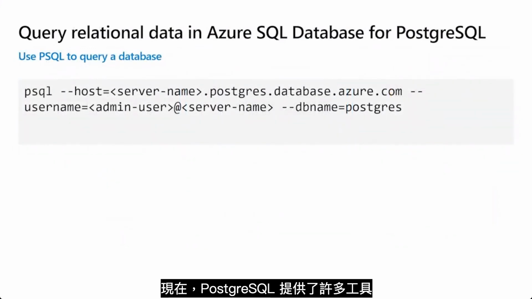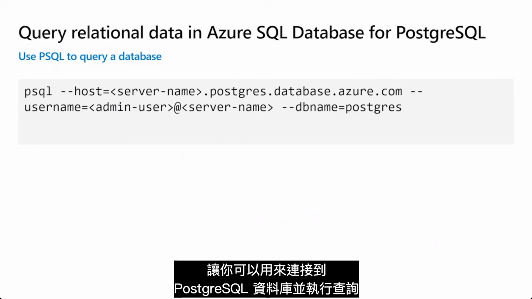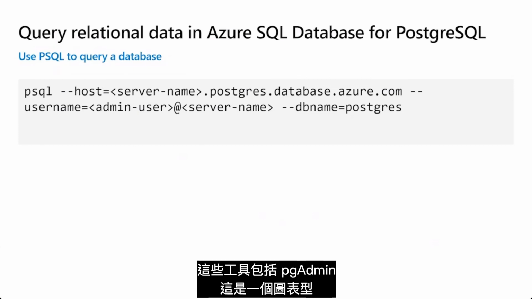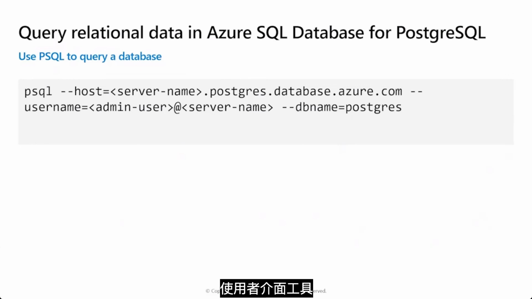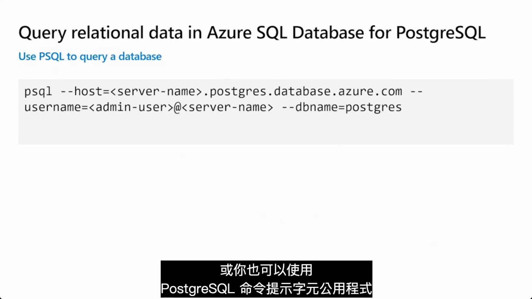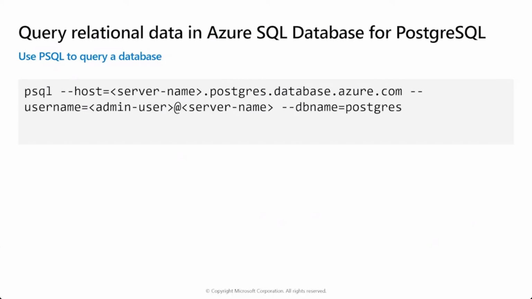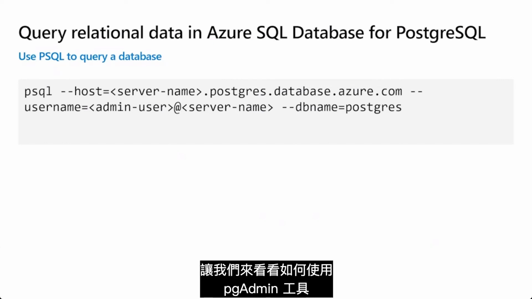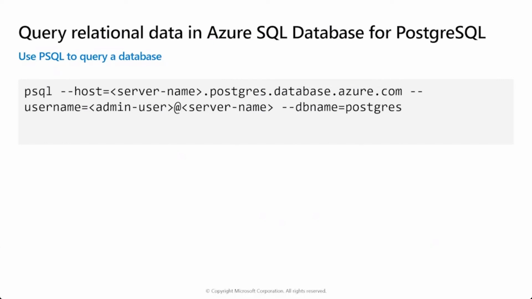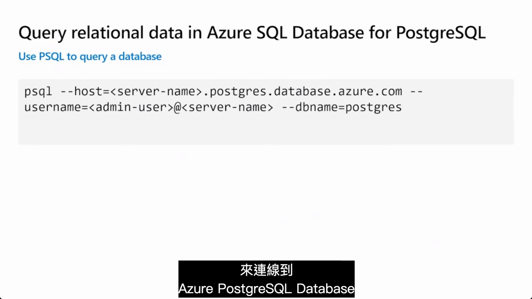Now, PostgreSQL provides many tools that you can use to connect to a PostgreSQL database and run queries on. These tools include PG Admin, which is a graphical user interface tool, or you can also use the PG SQL command line utility. There are also a large number of third-party utilities that you can use as well. And so let's have a look at how we can use the PG Admin tool to connect to an Azure PostgreSQL database.